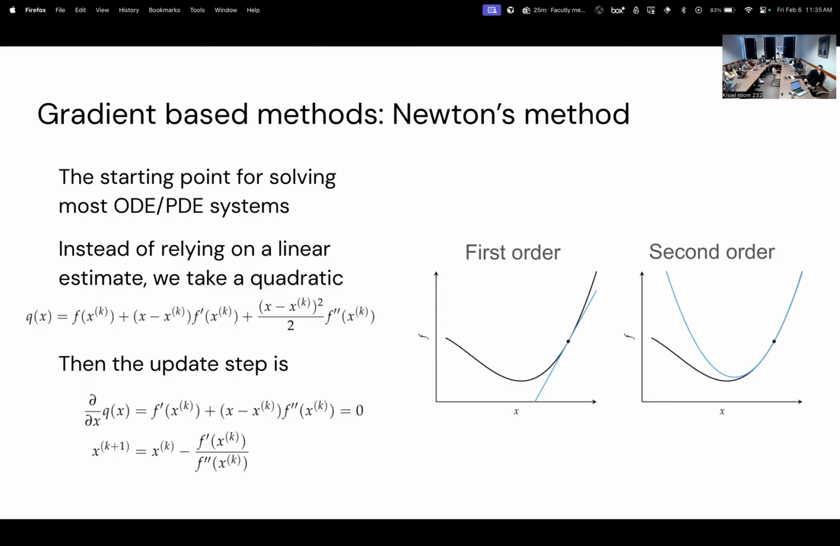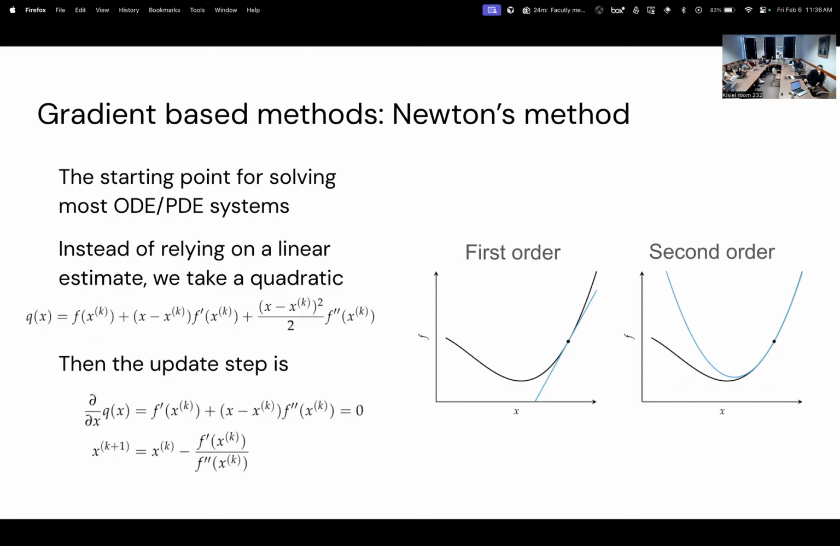Newton's method, if you're doing finite difference, is sort of your starting point for most ODE or PDE methods. It's not always the right choice, and especially in its vanilla form, it's almost always the wrong choice, but we're not going to get into that. So instead of relying on the linear estimate, and again, this is derived in the exact same way: if you want to do gradient descent, you approximate your function like this. If you want to do Newton's method, you take a quadratic form, which means you take the second derivative with the Taylor expansion, and that's how you approximate your next steps.